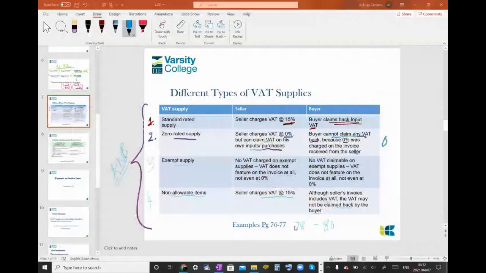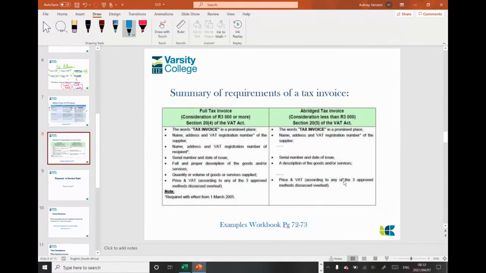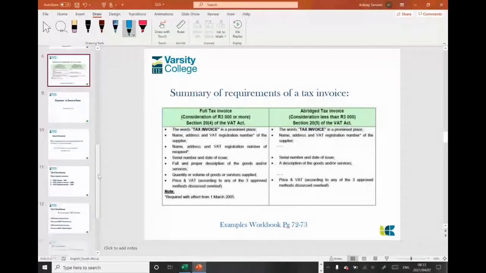Let's go back to it. It's important that you know these different VAT categories and which items fall into which category, because obviously they will test you on this. Remember, test 1 is inclusive of unit 3. So you guys need to know this for when you do your first assessment. Now, let's go on.